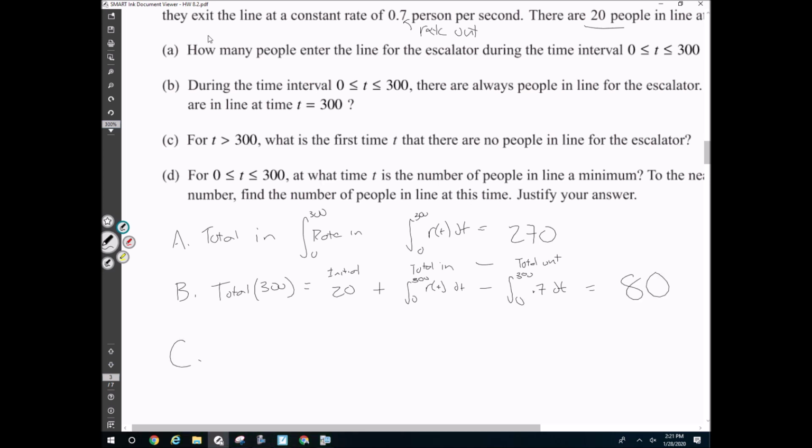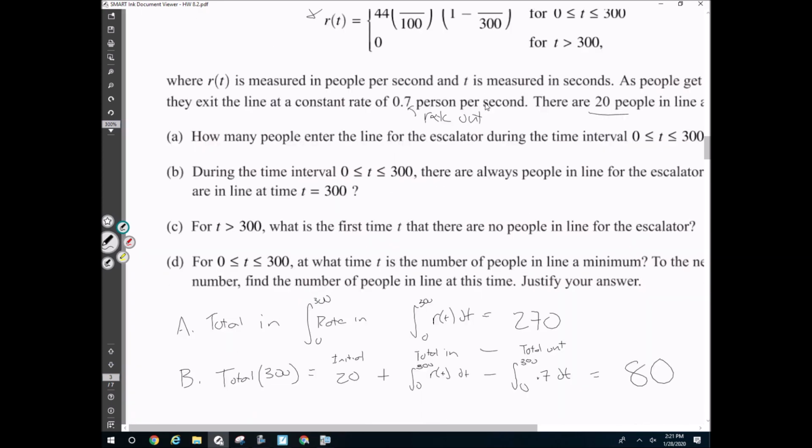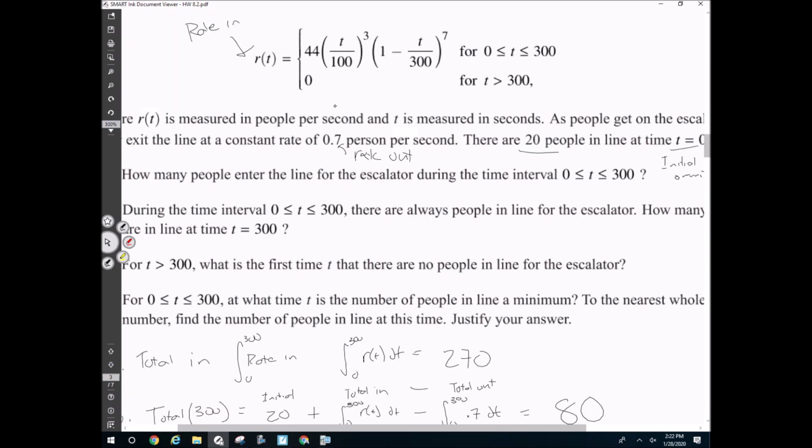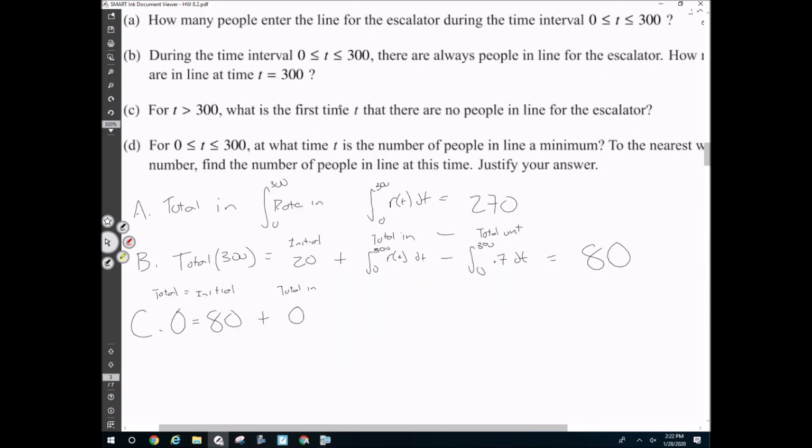Part C, when is the first time there are no people in line for the escalator? Okay, so I got 80 people in line, which is my initial amount. I'm seeing when my total is 0. I got 80 people in line. No more people are being added. I know no more people are being added because after 300 seconds there's 0.